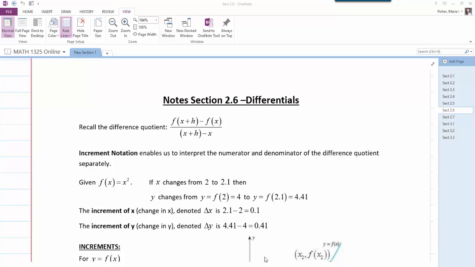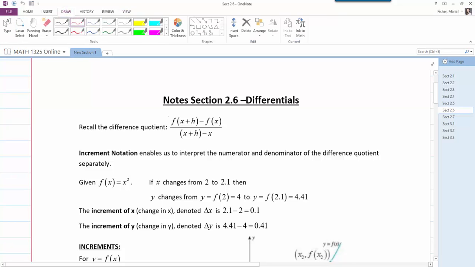Section 2.6 deals with differentials. So recall, the difference quotient is f of x plus h minus f of x, all over h, but we can think of it just as we did for average rate of change, which is one x minus the other x. Now, incremental notation helps us to interpret the numerator and the denominator of the difference quotient separately. So it helps us look at the change in y over the change in x separately.